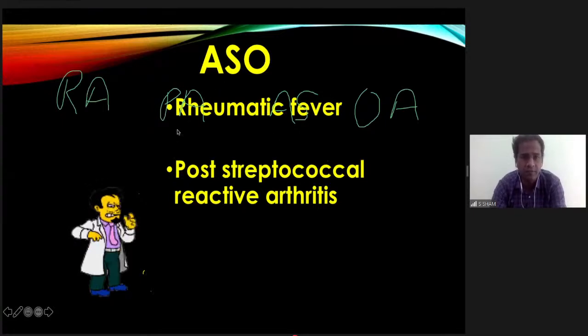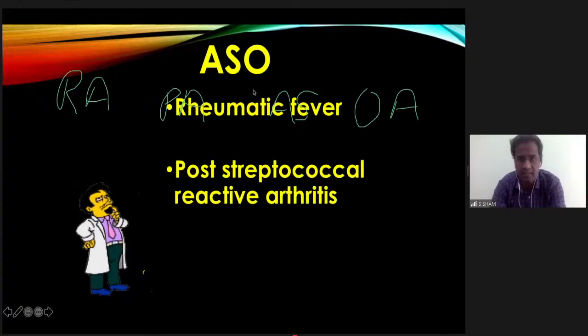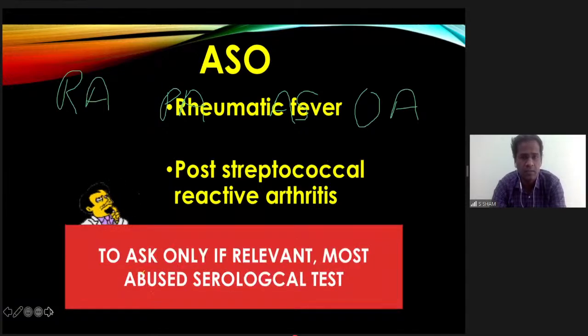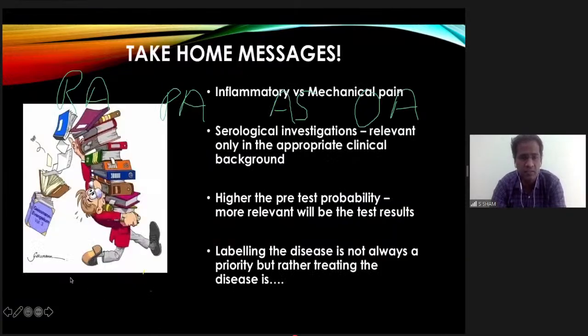Ask for ASO only if you think in terms of rheumatic fever or a post-streptococcal reactive arthritis. Otherwise, again, you get a lot of false positives, because a simple colonization also can cause a false positive ASO. So take-home messages: any polyarthritis, first decide whether it's inflammatory or mechanical. Always remember, serological investigation is relevant only in the appropriate clinical background. Without the clinical picture, there is no meaning for a serological investigation. The higher the pretest probability, the more relevant will be the test result.